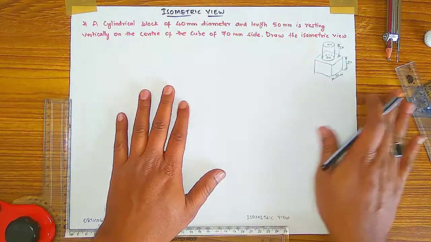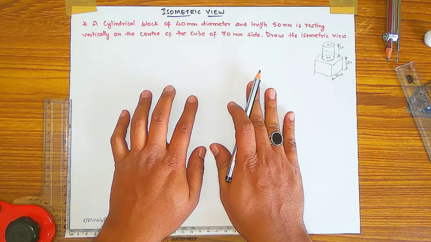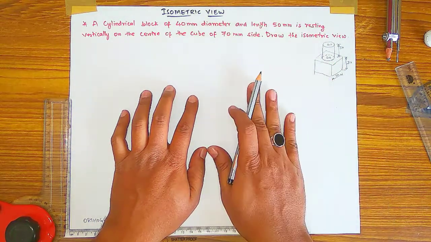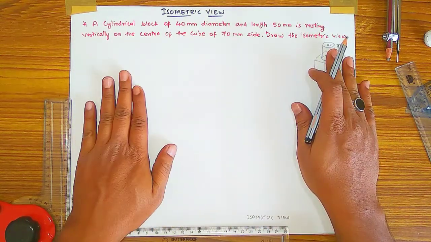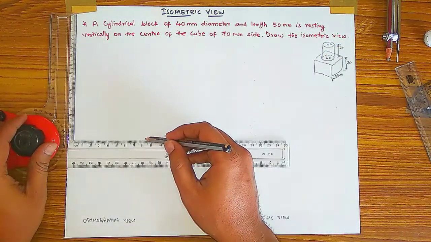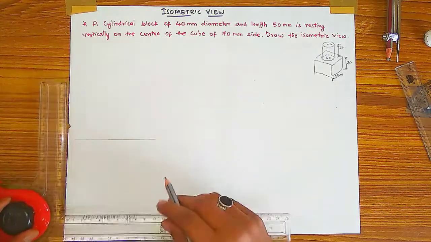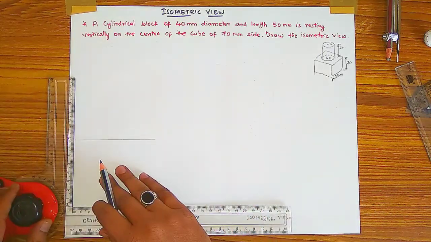So how to draw this isometric view? This is the isometric view only, so we have to draw this isometric here. But before drawing this isometric view, first we have to draw the orthographic view. So how to draw the orthographic view? I am going to explain. First we have to take an XY line or a reference line. Here you have to draw the top view.